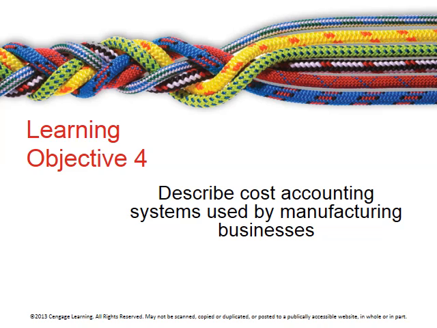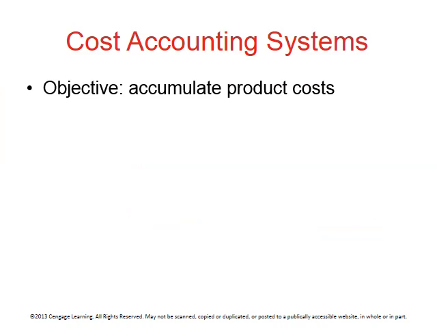So we're going to look at some cost accounting systems used by manufacturing businesses. So cost accounting systems, the objective is to accumulate the product costs, accumulate that direct materials, direct labor, and manufacturing overhead. That's the objective of a cost accounting system.